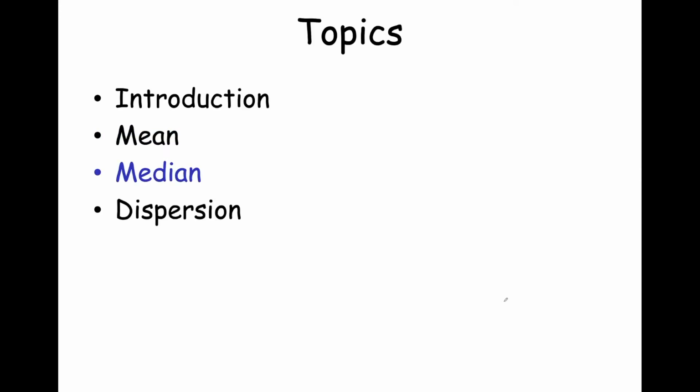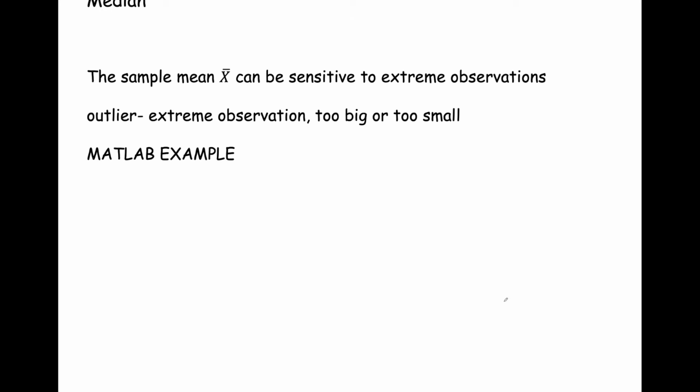Okay, so let's take a look at the median. Now, the sample mean can be very sensitive to extreme observations, be they samples that are very small or samples that are very large. And so let's make another definition. What we're going to call an outlier is an extreme observation. So let's say we have some set of samples, x1, x2, up to and including xn, and let's assume that we sorted them in non-decreasing order. So you have small values on this side, and larger values on the right-hand side.